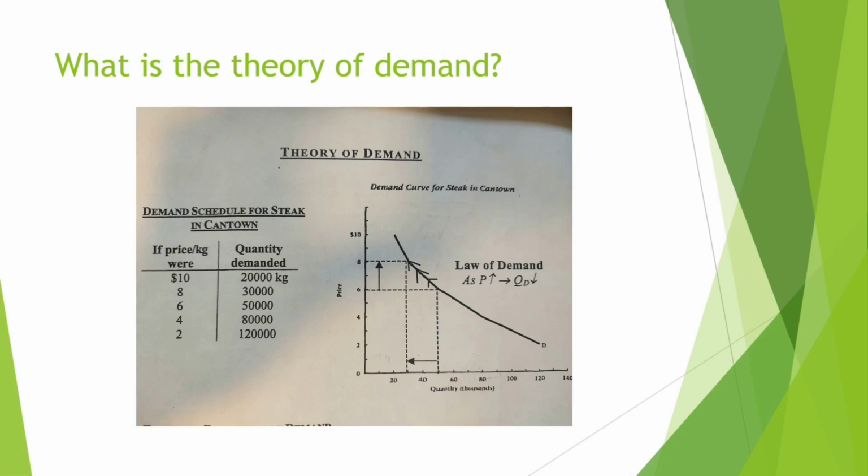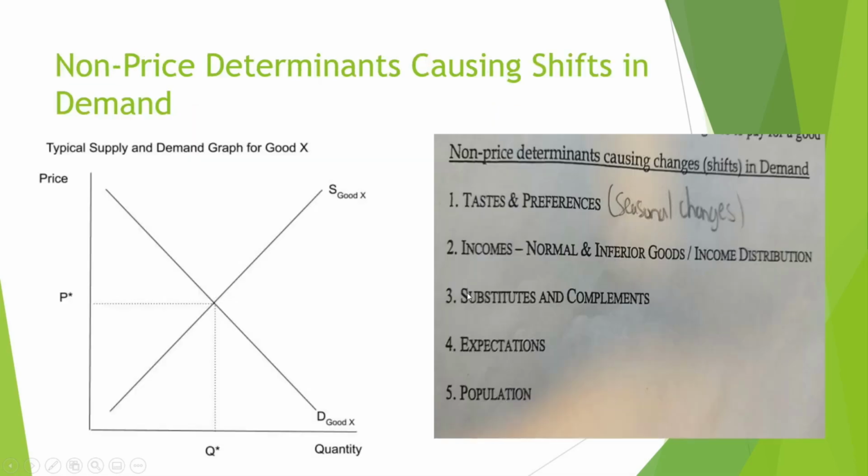Not all demand curves are going to be strictly linear. As you can see, this is a slightly curved one. It's not a straight line. So that's mainly what the theory of demand is. It's just that as price increases, quantity demanded goes down. And in the next slide, I'm going to explain when demand itself actually shifts.